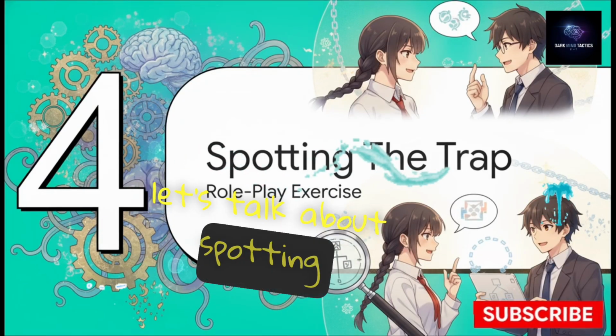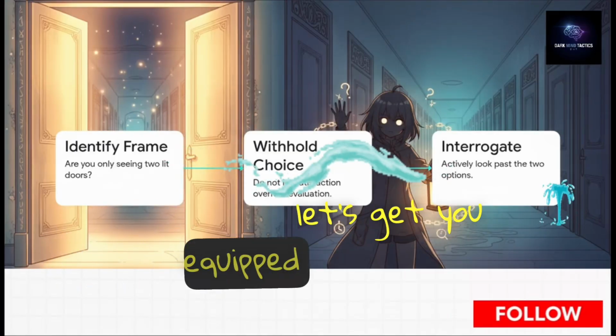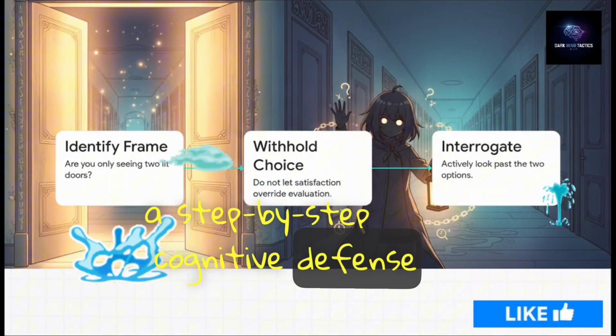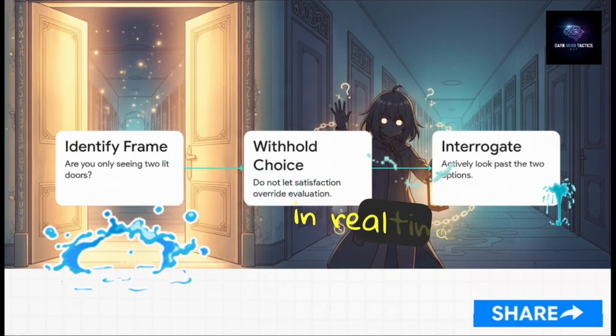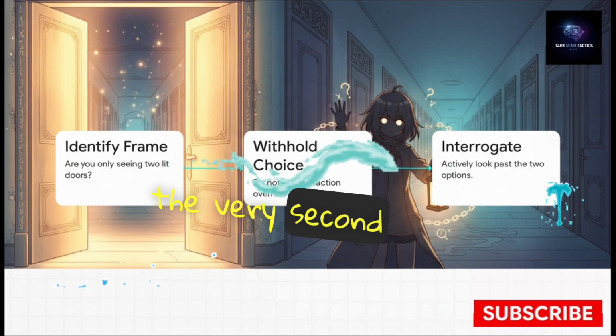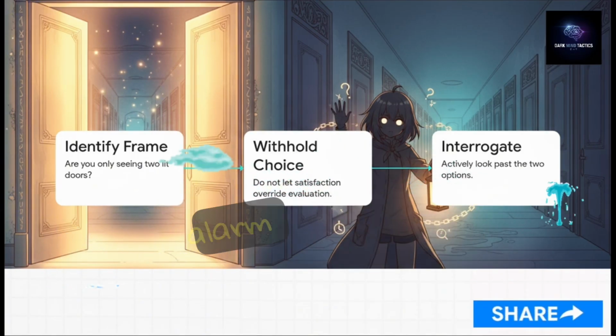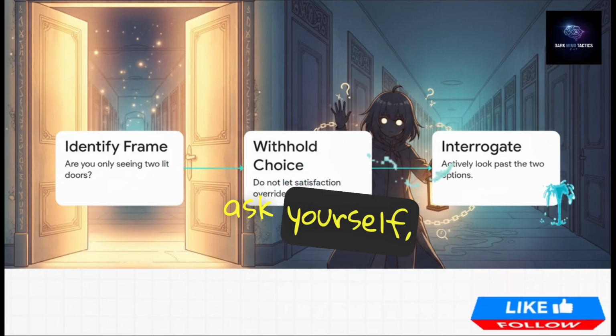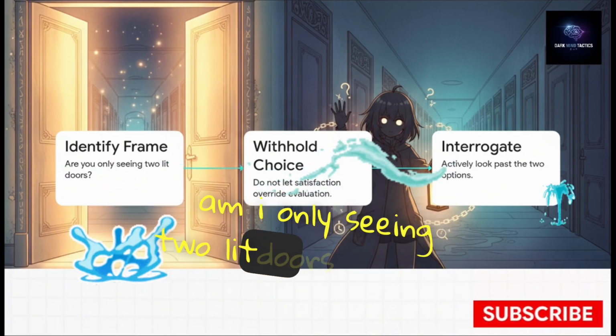All right, Module 4, Role Play. Let's talk about spotting the trap. Let's get you equipped with a step-by-step cognitive defense mechanism so you can spot this in real time. Step 1, identify the binary frame. The very second someone hits you with an either-or scenario, alarm bells should be ringing. Ask yourself, wait, am I only seeing 2 lit doors right now?